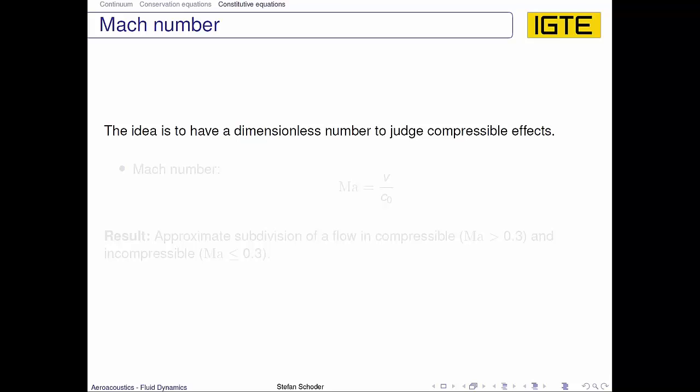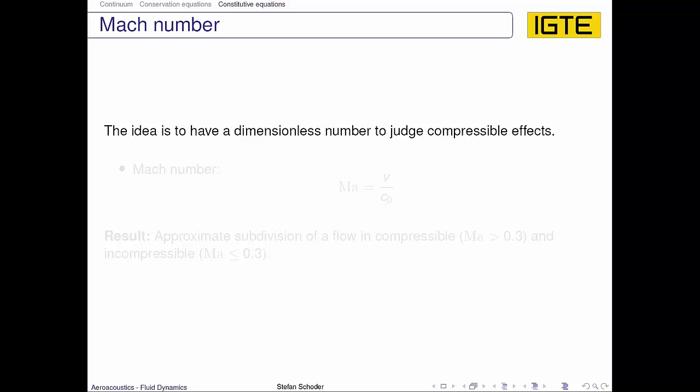We already heard, so this is the fourth dimensionless number we are considering right now. First of all, we heard the Knudsen number to judge if we are in the continuum theory or not. We already heard the Reynolds number, it's about viscous effects, and we also heard the Strouhal number, which is a dimensionless flow frequency, and now we are at the Mach number.